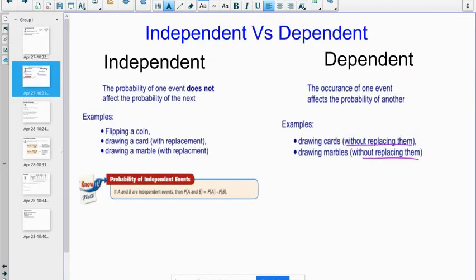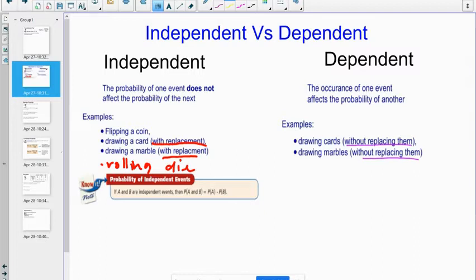So let's do some review. We're going to be determining if something is independent or dependent, and we have some examples here. For independent, for instance, if you're flipping a coin, the probability of one event does not affect the probability of the next. Or drawing a card with replacement, or drawing a marble. Basically, if you're selecting anything, and that key part is with replacement. Or you could be rolling a die. So something that's going to have the same probability of happening each time.